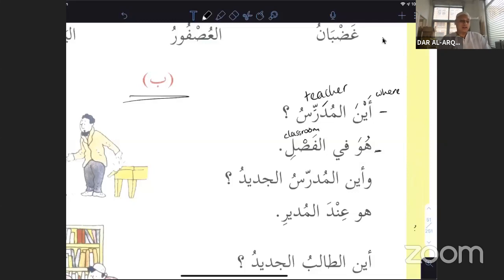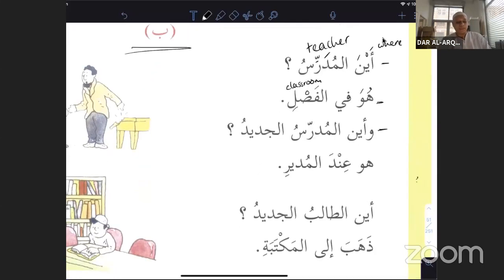Now I will add, fasl is not really used to give the meaning of classroom a lot. Usually fasl is used to give the meaning of splitting something, but I've only seen in Madinah books where fasl is used with the meaning of classroom. So that's just something to keep in mind. Whenever you see fasl in Madinah books, it means classroom, but generally speaking, in any other book, it will have a very different meaning.